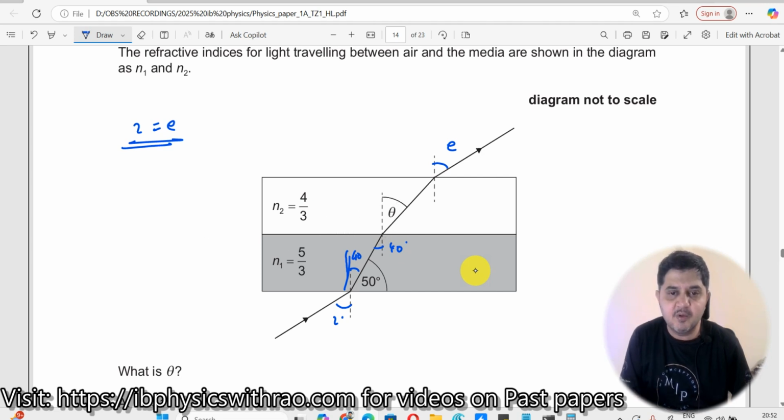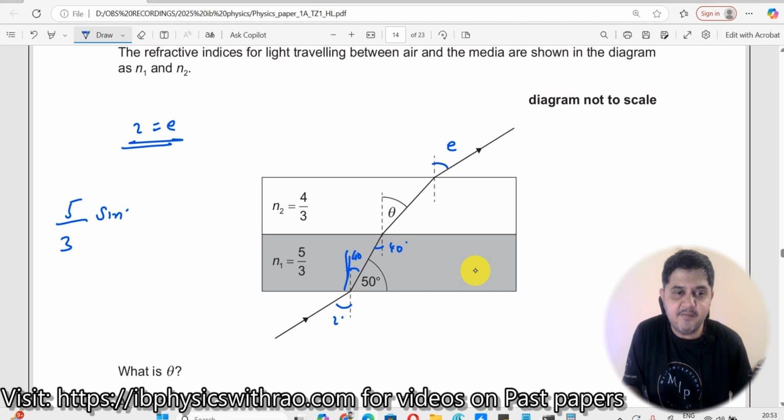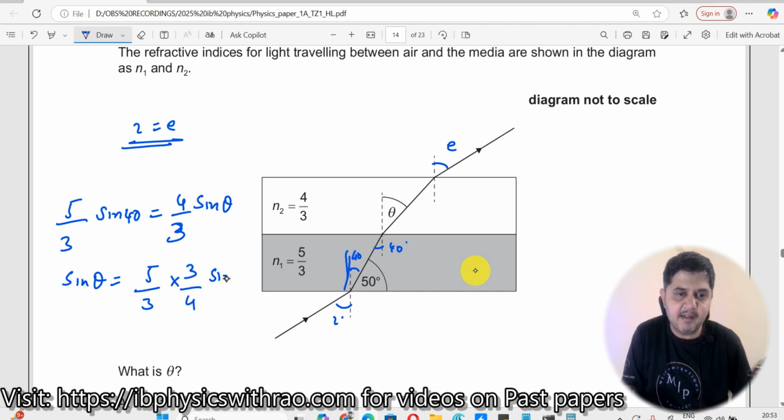Now apply Snell's law. How do I apply Snell's law? Once again, students make a mistake. I usually do Snell's law this way. I take the refractive index of this medium multiplied by sine 40, equal to the refractive index of this medium multiplied by sine theta. That's it, I need not worry about anything else here. So I need to get the value of sine theta. Sine theta is equal to 5 by 3 multiplied by 3 by 4 multiplied by sine 40, which is, the 3 goes away, 5 by 4, which is 1.25 times sine 40.